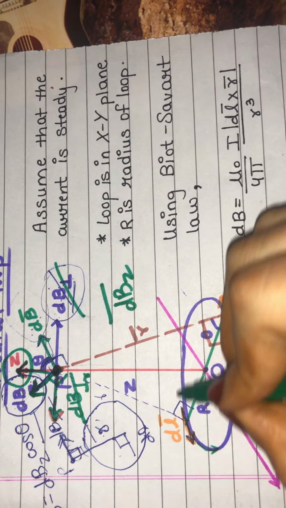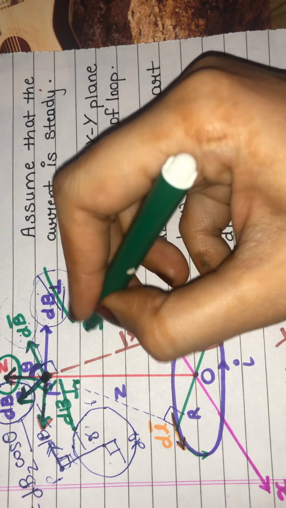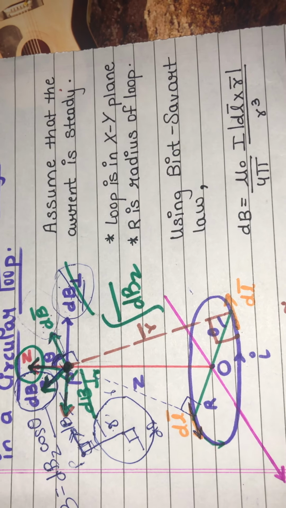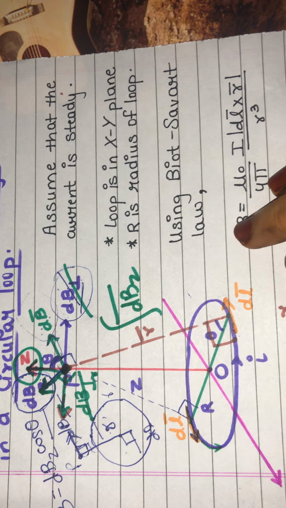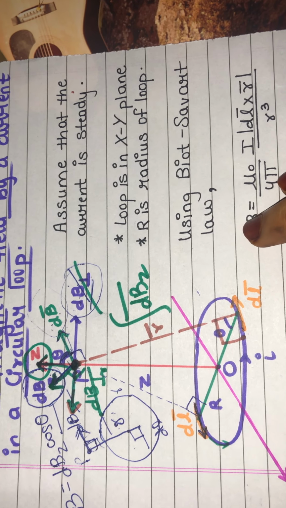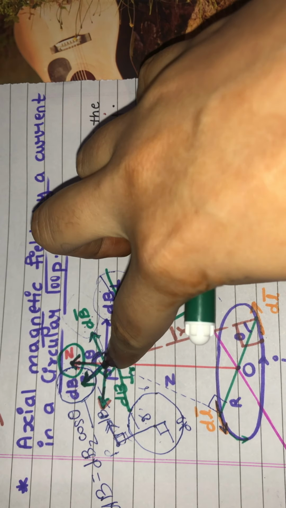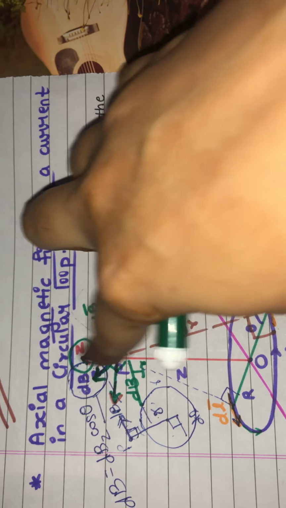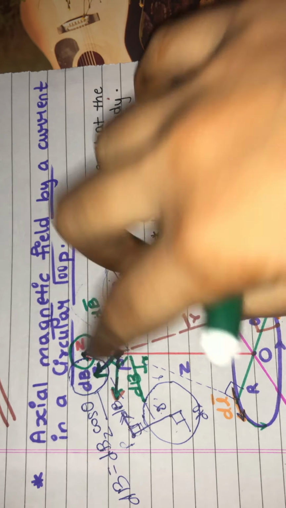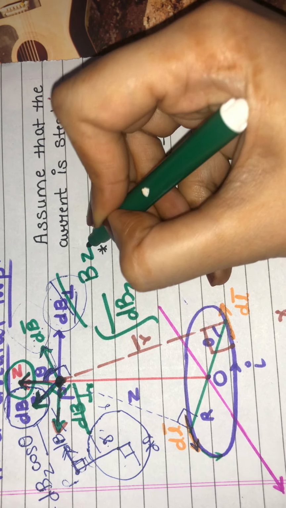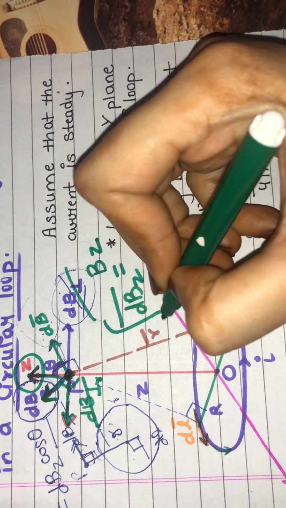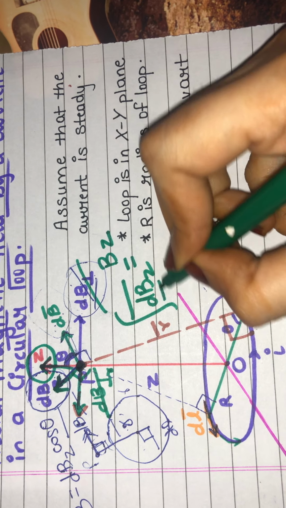सो मुझे सारे dBz चाहिए टोटल. सो what I will do, I will integrate dBz. ठीक है, I will integrate dBz to calculate my magnetic field at point P along z-axis. Yes, magnetic field is along z-axis. So the total magnetic field, if I want to find along z-axis, I will integrate this small dBz.